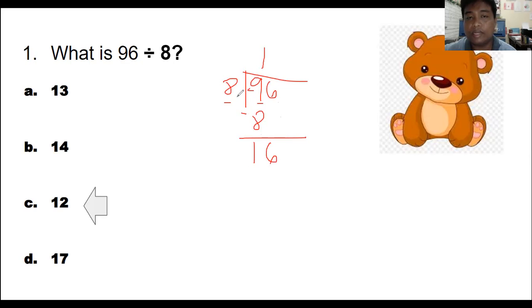Now 16 divided by 8. If you look at the multiplication table of 8, the answer is 2, because 2 times 8 is 16. Subtract, that is 0. Did you get that? So the answer is 12.